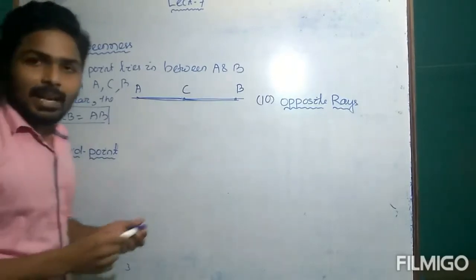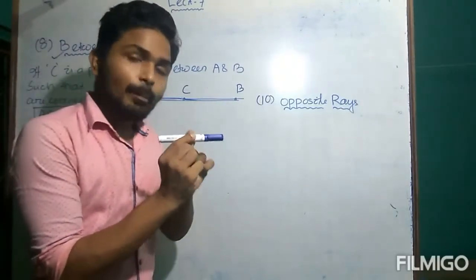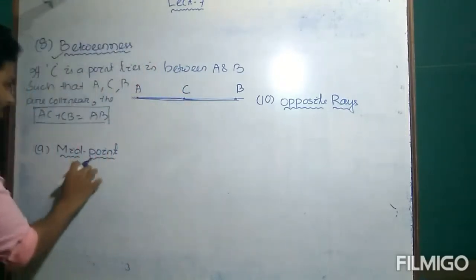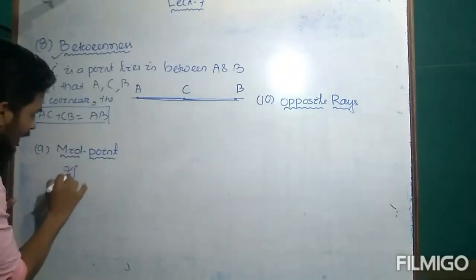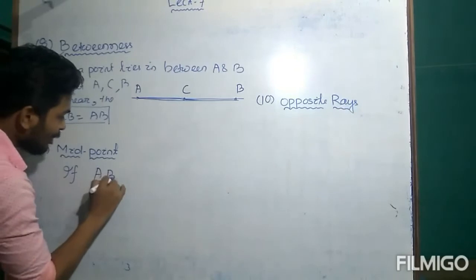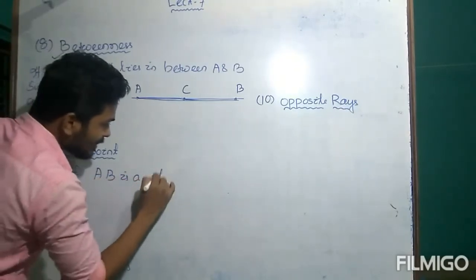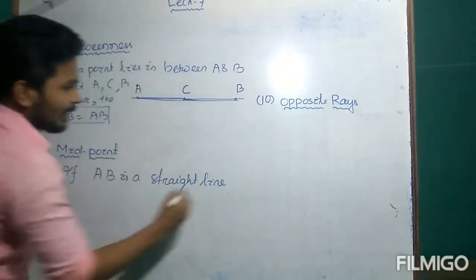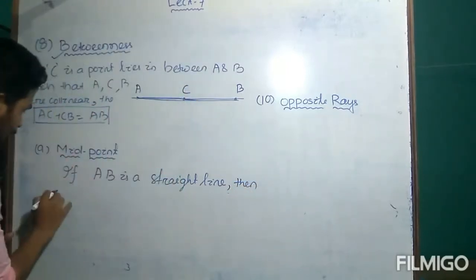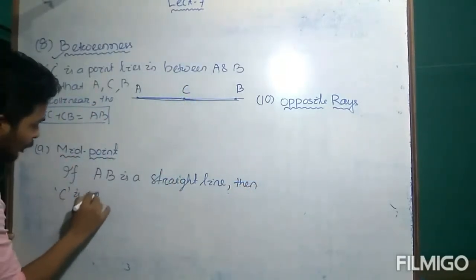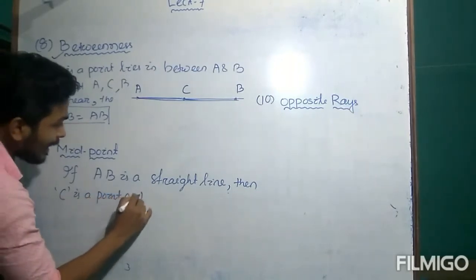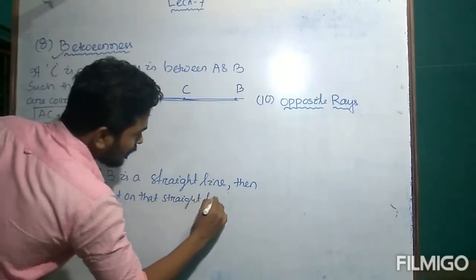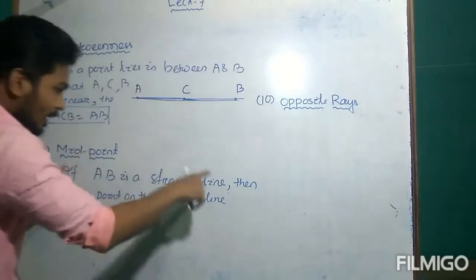Next thing, the next term is midpoint. Midpoint means if there is a line segment, then the middle position or the middle portion of that line segment is known as midpoint. Okay, so here the statement is, if AB is a straight line, okay, then C is a point on that straight line.